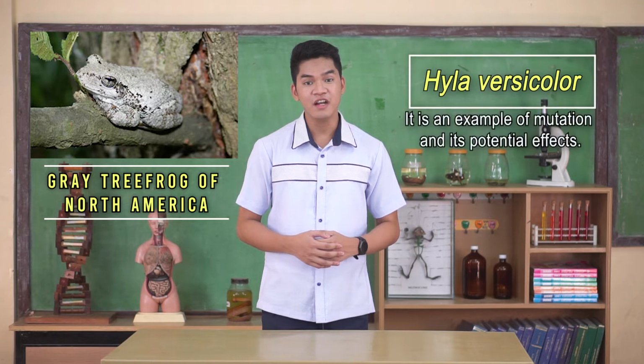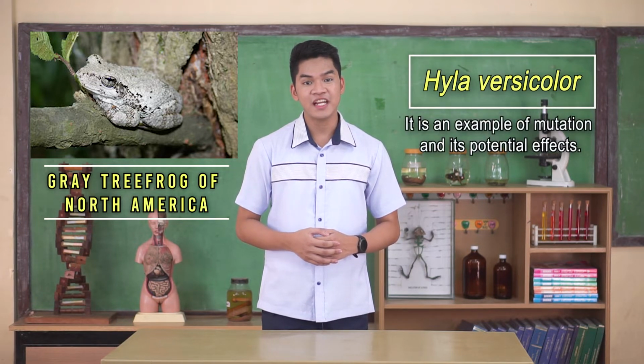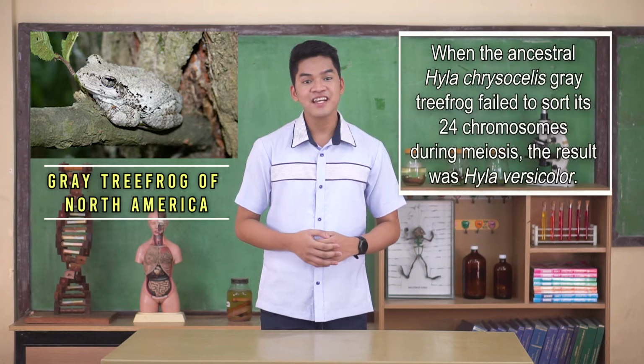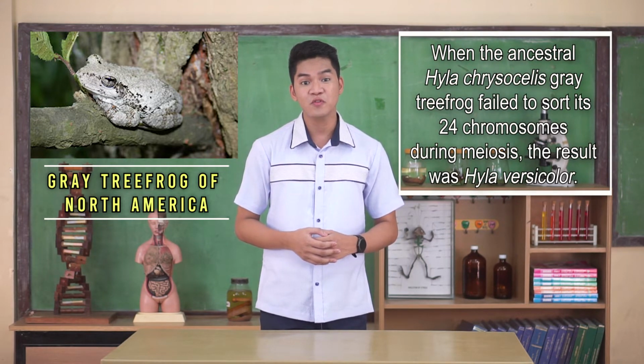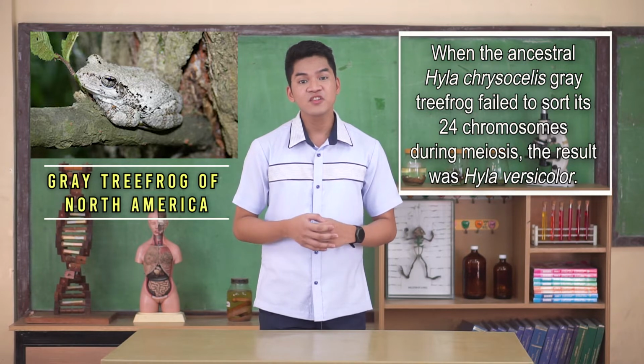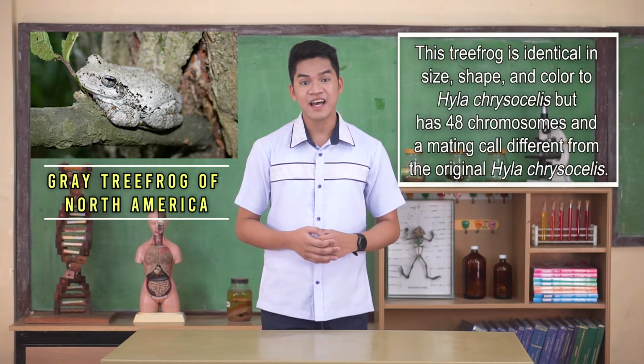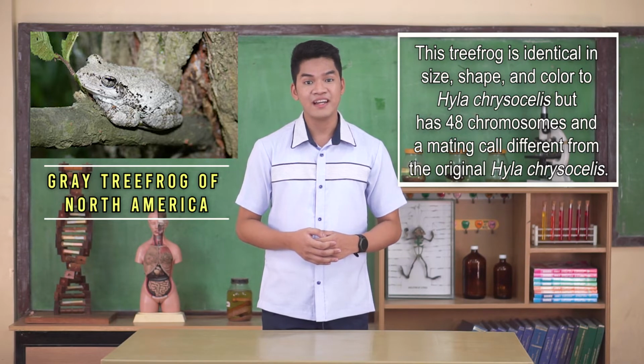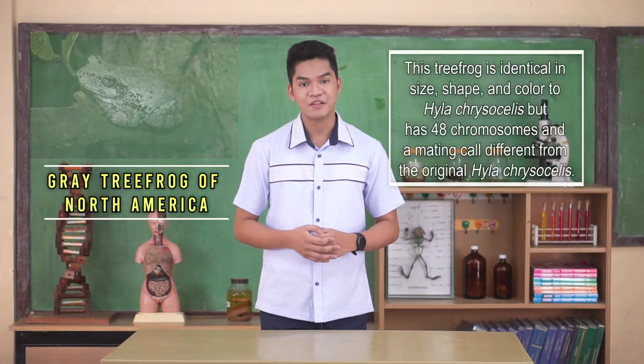The history of the great tree frog, Hyla versicolor, is an example of mutation and its potential effects. When the ancestral Hyla chrysocelis great tree frog failed to sort its 24 chromosomes during meiosis, the result was Hyla versicolor. This tree frog is identical in size, shape, and color to Hyla chrysocelis, but has 48 chromosomes and a mating call different from the original Hyla chrysocelis.